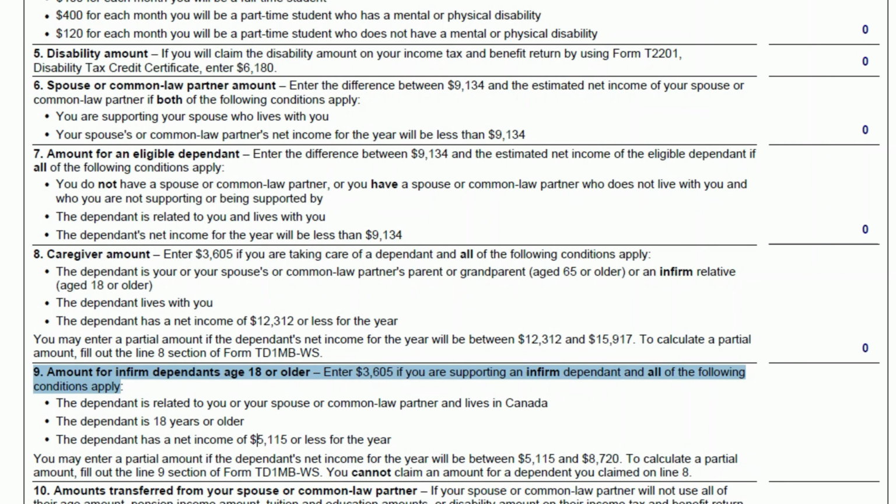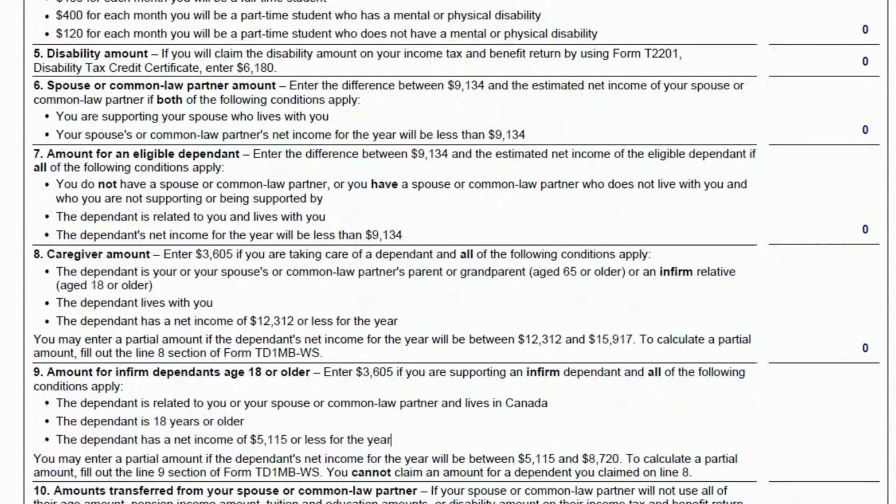For line 9, amount for infirm dependent age 18 or older, you will enter 3605 if you are supporting an infirm dependent and all of the following conditions apply. First, the dependent is related to you or your spouse or common-law partner and lives in Canada. Second, the dependent is 18 years or older, and the dependent has net income of 5,115 or less for the year.